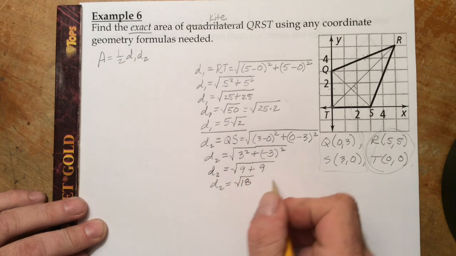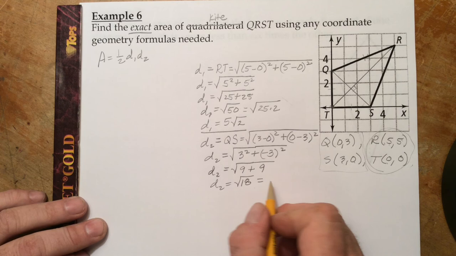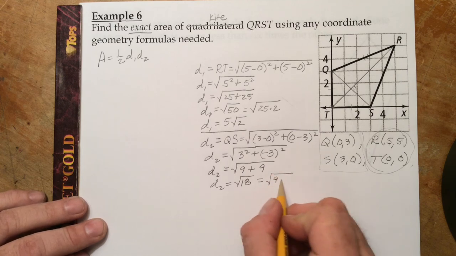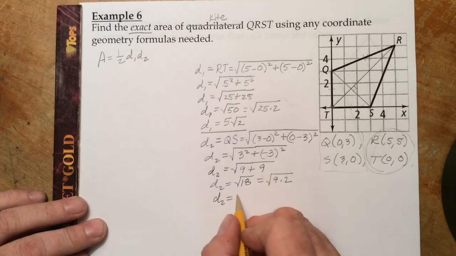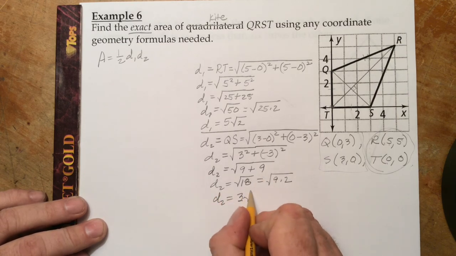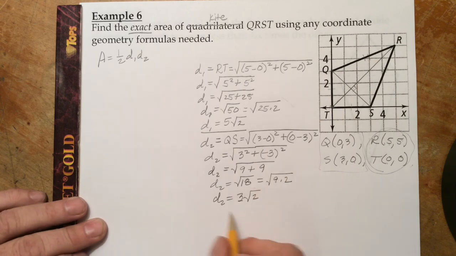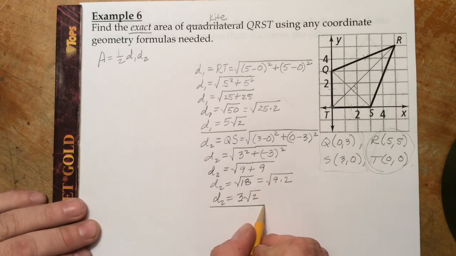We need to simplify the square root of 18. The square root of 18 factors into 9 times 2. 9 is a perfect square, so we have 9 times 2. The square root of 9 is 3. So that we pull out the 3. There's still a 2 left under the square root. So D2 was 3 root 2.